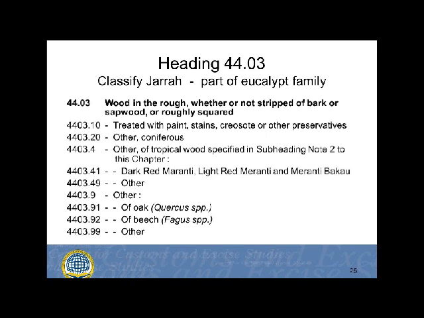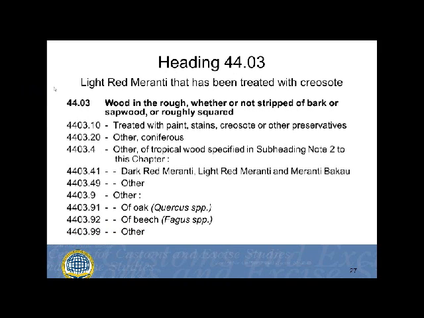Under subheading 44039 there are three 2-dash subheadings. Eucalypt woods are not oak and they're not beech. Therefore the goods are classified within subheading 440399. Let's try one last one.